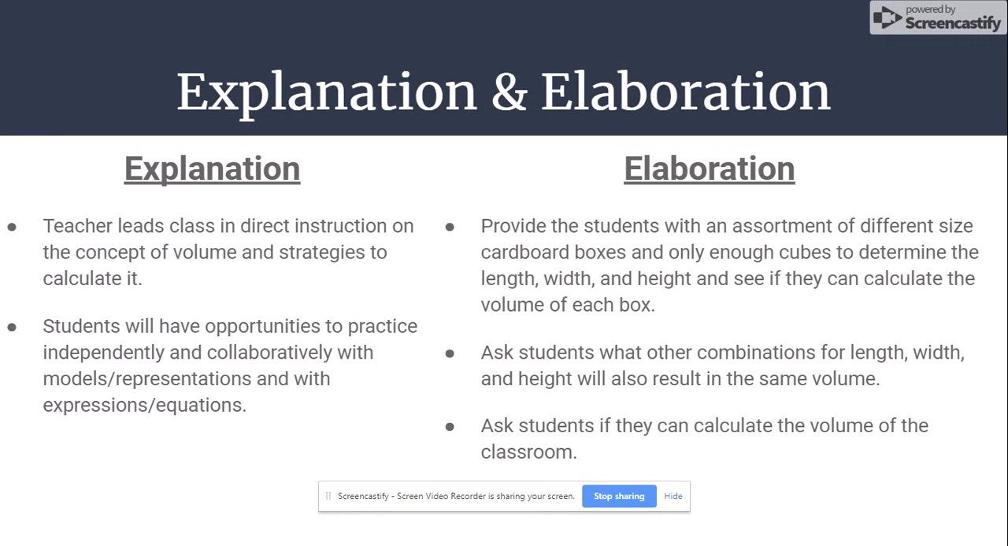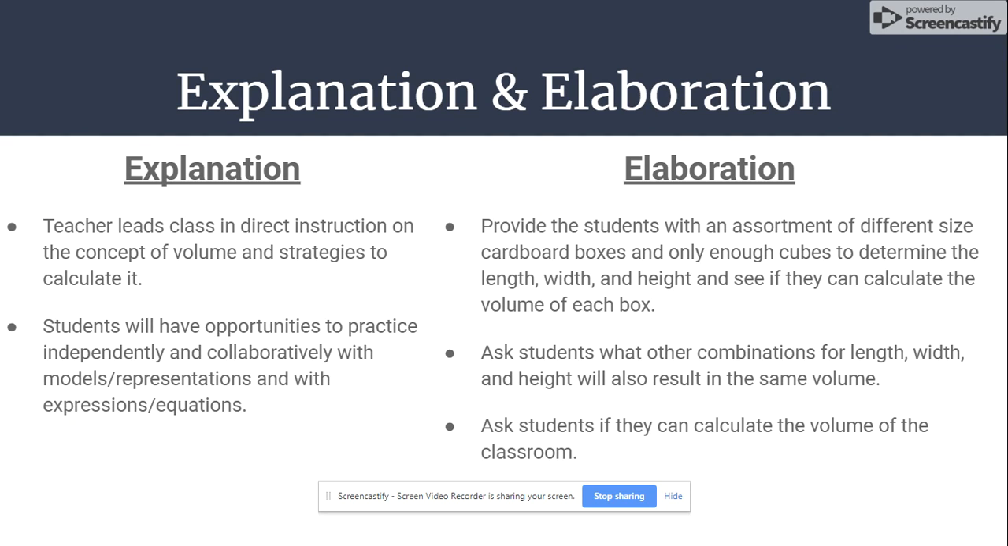Explanation, that would be me finally giving them direct instruction on, hey, this is what volume means. It's how much space a solid 3-dimensional figure occupies. How much space is inside of this shape? And then showing students strategies to calculate it, giving them opportunities to practice independently and collaboratively.